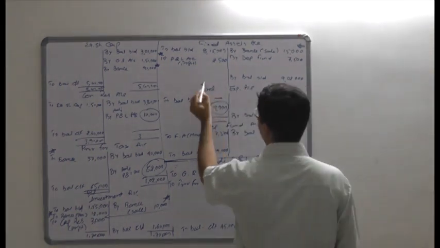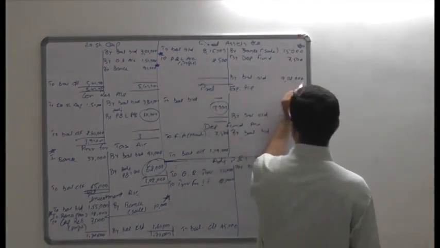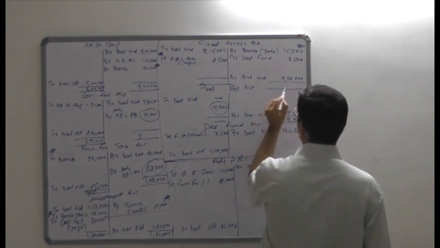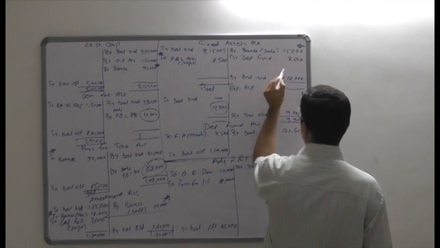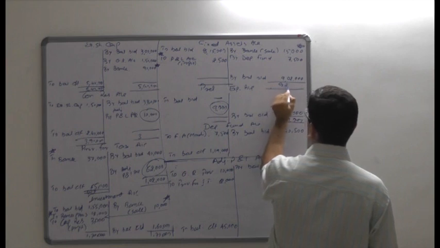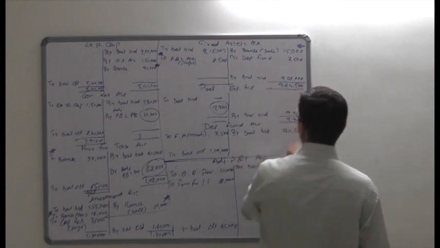Let's move to the next account, that is the fixed assets account, and try to close this account. From the first impression, we would find the credit side is higher, so we would make a total on the credit side, and that total is around 9,24,500 if I am not wrong. Just confirm.